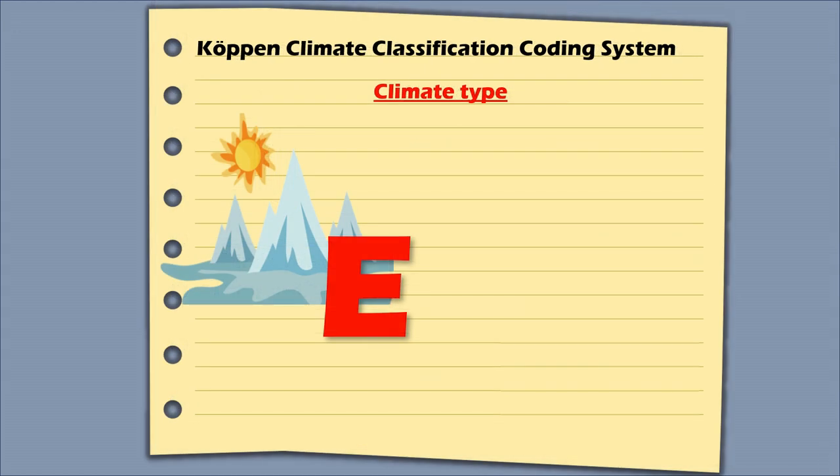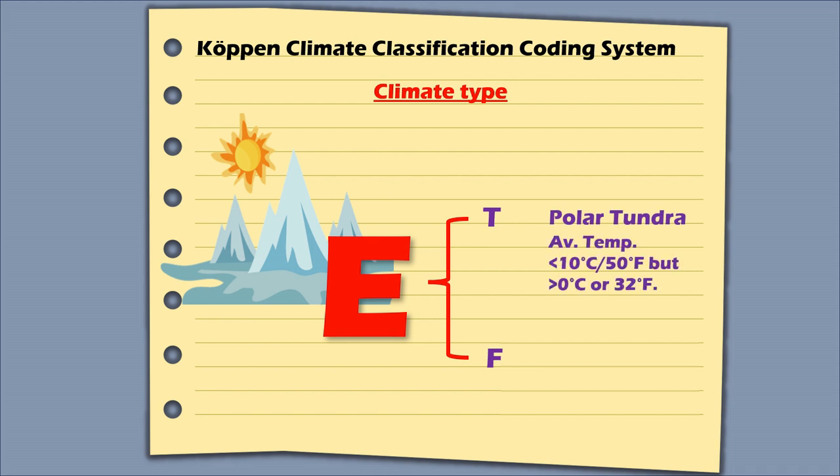For the polar regions there are 2 specially designed categories, that is T and F. The capital T means polar tundra, where the warmest month has an average temperature of less than 10 degrees Celsius or 50 degrees Fahrenheit, but more than 0 degrees Celsius or 32 degrees Fahrenheit. And the capital F means polar frost, with perpetual frost in all months, with average temperature less than 0 degrees Celsius or 32 degrees Fahrenheit.